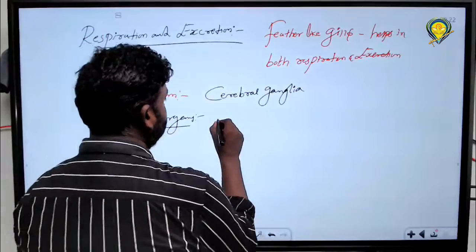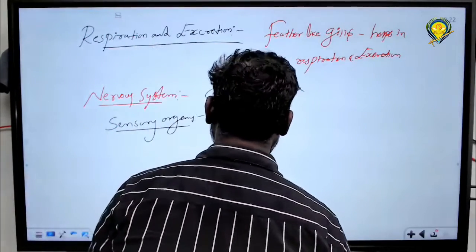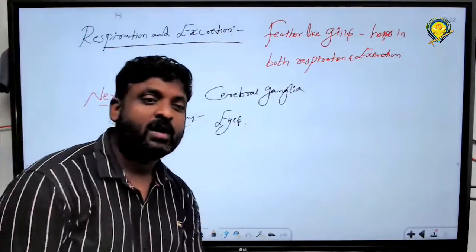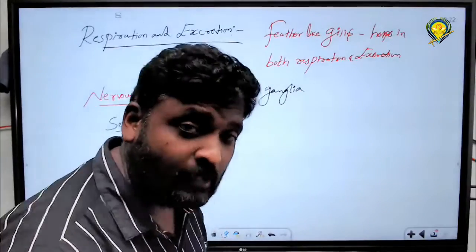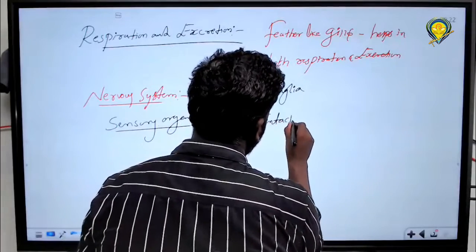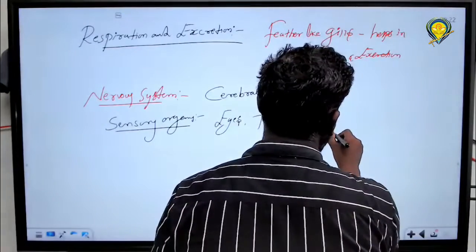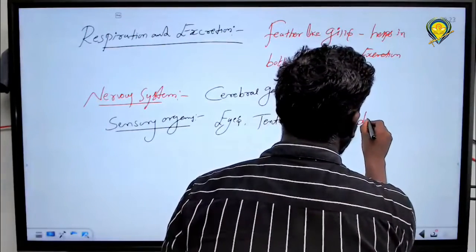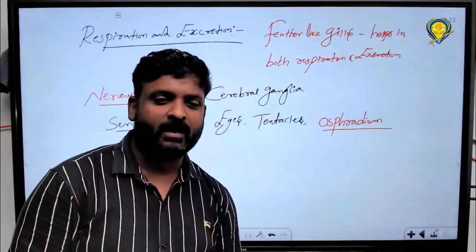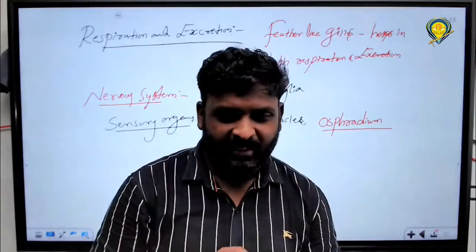And next, if we discuss more, what about sensory organs? Definitely, eyes are there. Next one, tentacles. Tentacles also help in the sensory part, right? Very good. And the special one is what? Osphradium. What is it? Osphradium helps in detection of purity of the water.